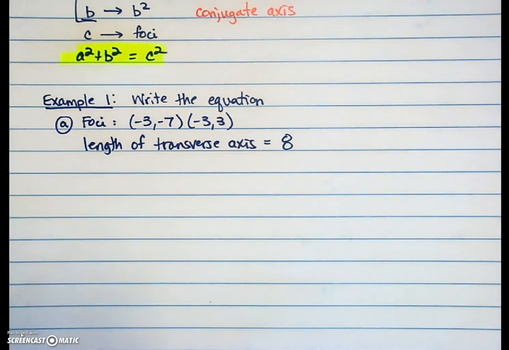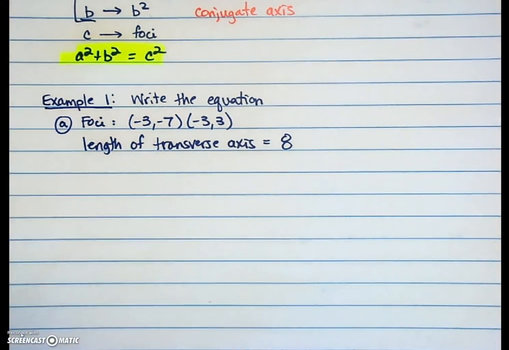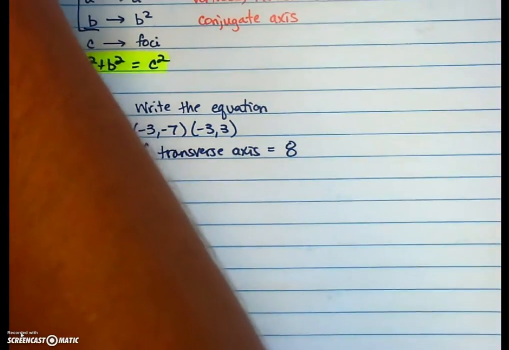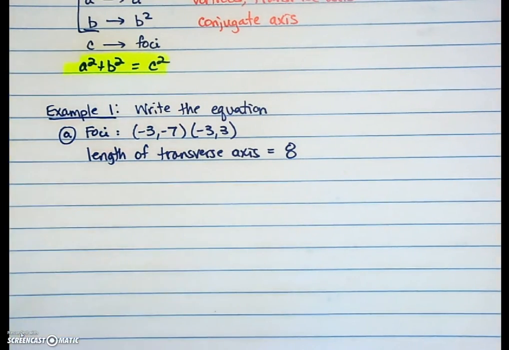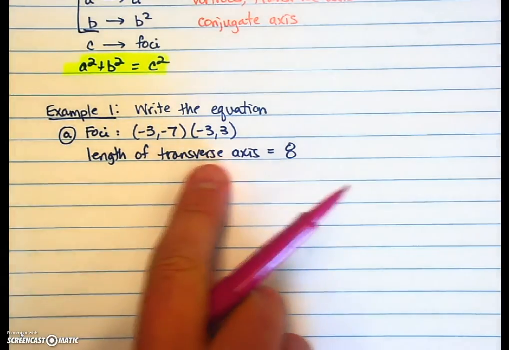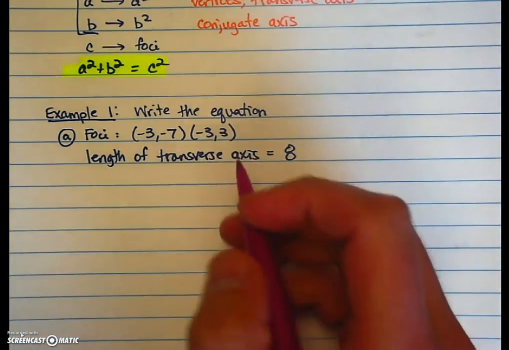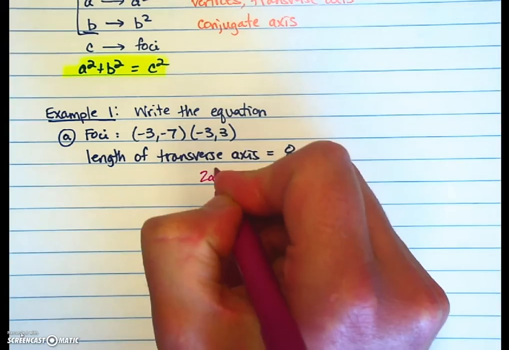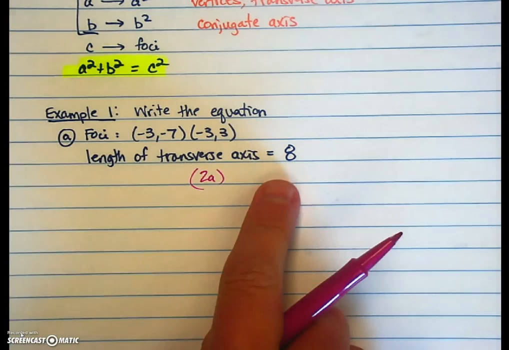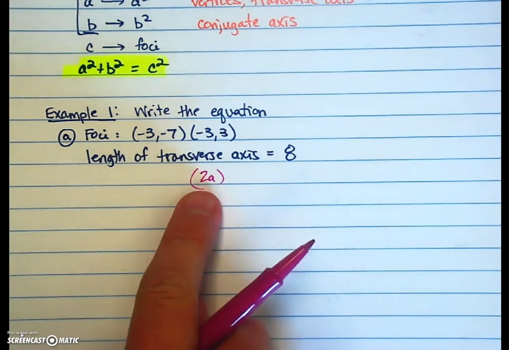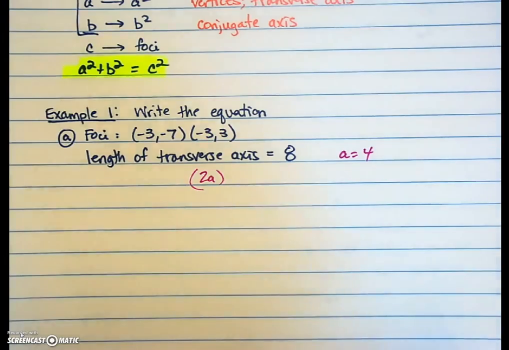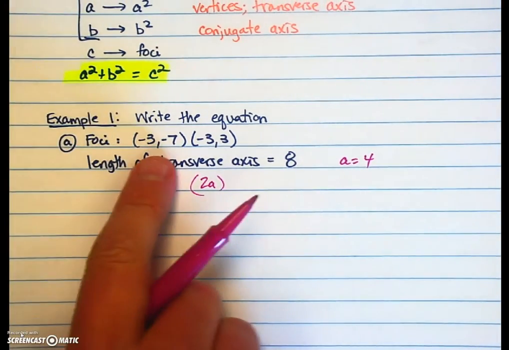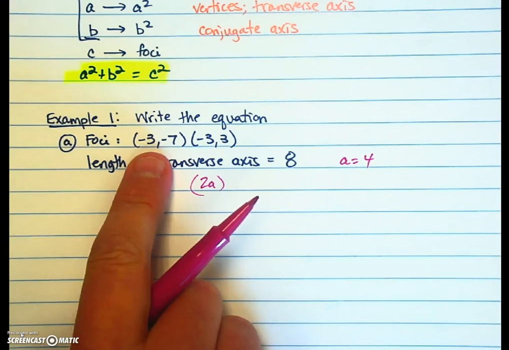All right, so let's take a look at this first problem here. We're going to do it basically exactly like we've been doing for the ellipse. Write the equation. You're given the focal points, and you're given the length of the transverse axis. So the length of the transverse axis is 8, and what we know is the transverse axis deals with my A value. Now, if you'll recall, the transverse axis is actually 2 times A. So if I know that its length is 8, then I know that my A value is equal to 4. So I already know A right off the bat. And now I'm going to use my focal points to find C and to find my center.